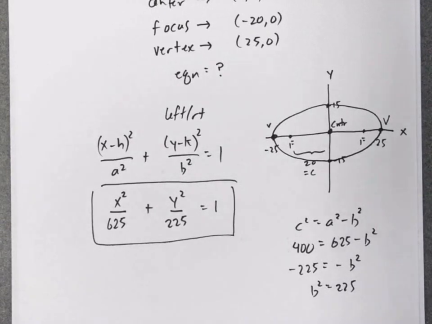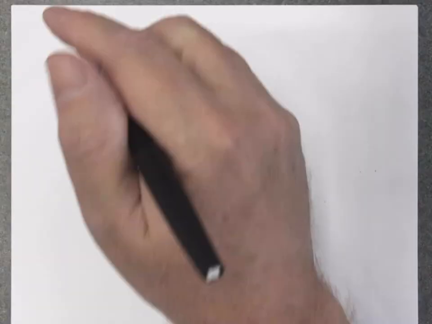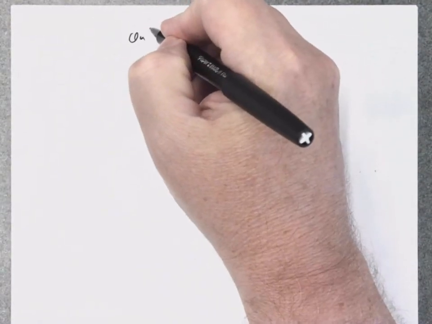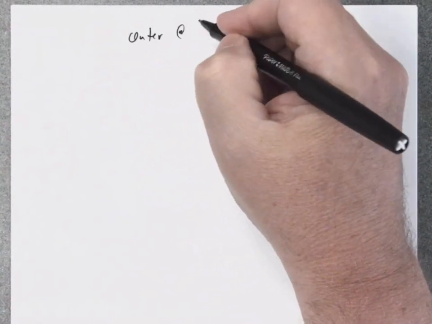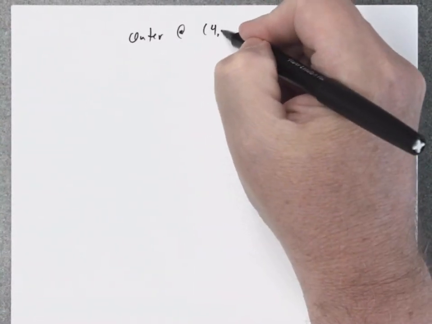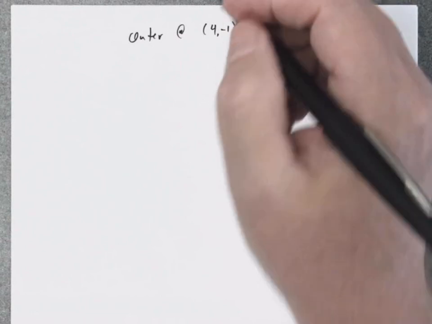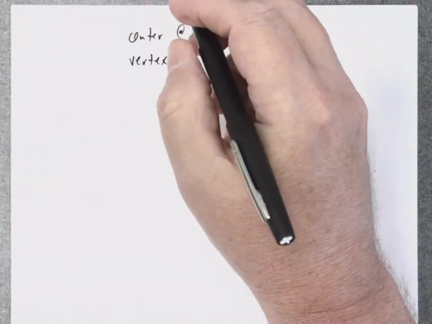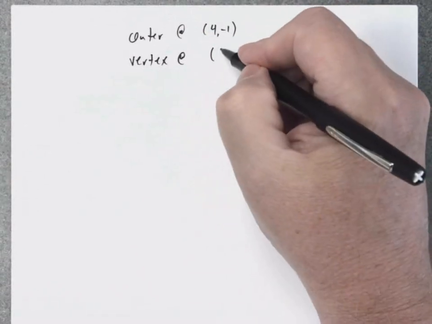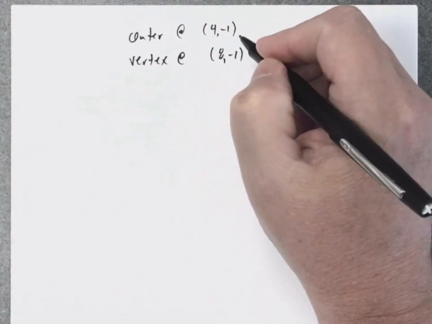All right, let's do one more where they give you information and they have you figure out the equation, and then they ask you to go ahead and graph it. So here they say the center of the ellipse is at 4, -1. They give us a vertex at 8, -1.